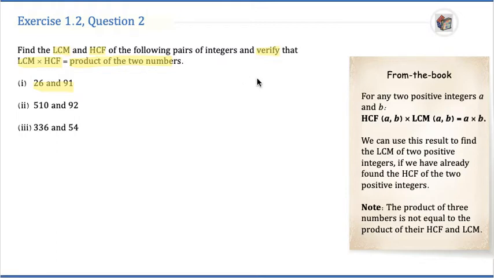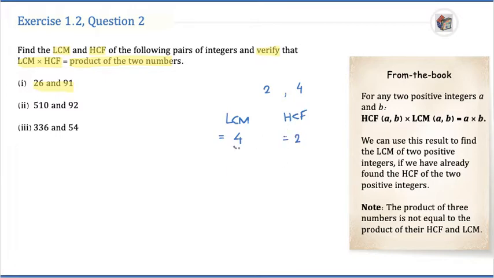So what this means is, let me just take a very simple example. Suppose my numbers are 2 and 4. Now, what is the LCM of these two numbers? The least common multiple. That is 4. And what is the HCF of these two numbers? That is equal to 2. So, that is the highest common factor.